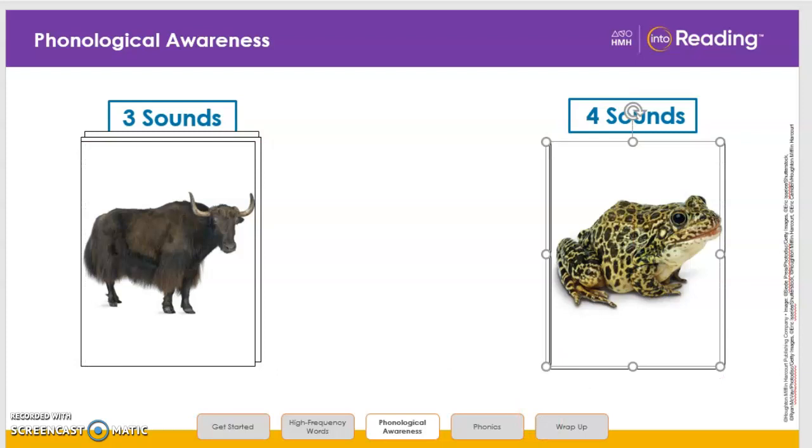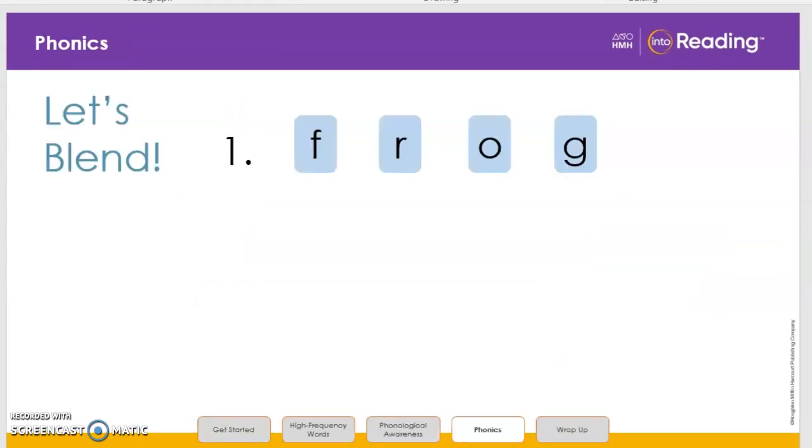Nice work, guys. Now we are going to use the letters in the word to blend the word together. So let's blend the letters in line 1 to read. Say the letters and sounds with me. Blending it together is the word frog, frog. Let's look at the next word.